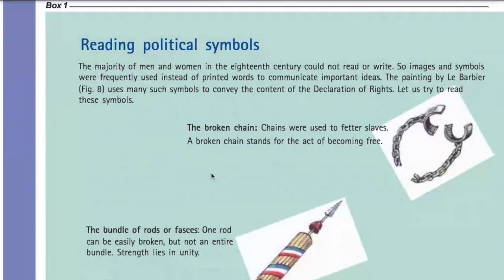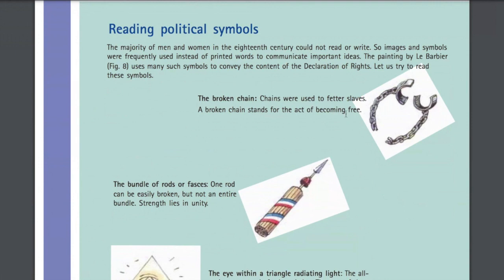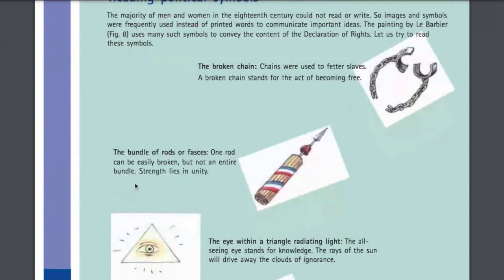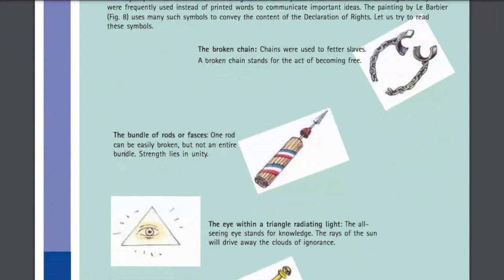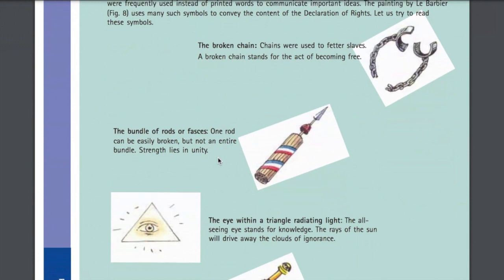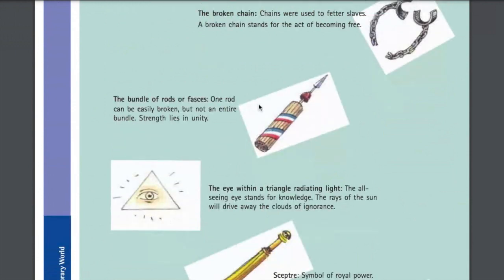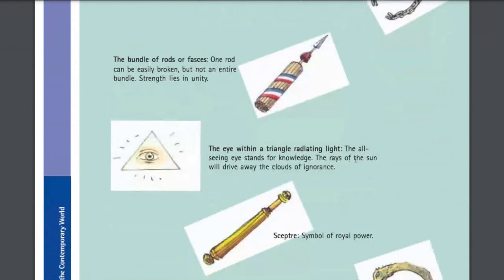Reading political symbols. The broken chain stands for the act of becoming free. The chain is being broken, so it means you are being set free; the broken chain resembles freedom. The bundle of rods or fasces: one rod can easily be broken, but not an entire bundle. Strength lies in unity.